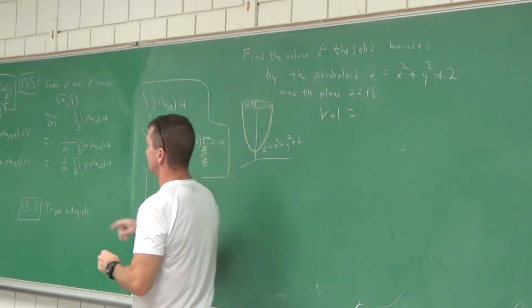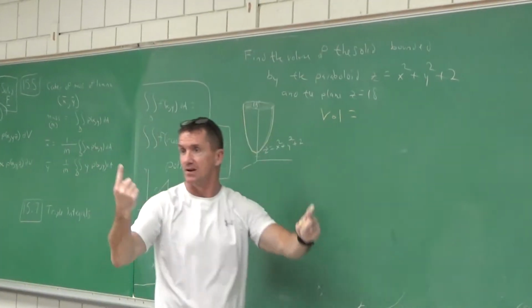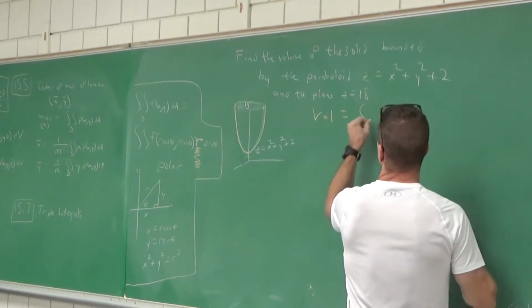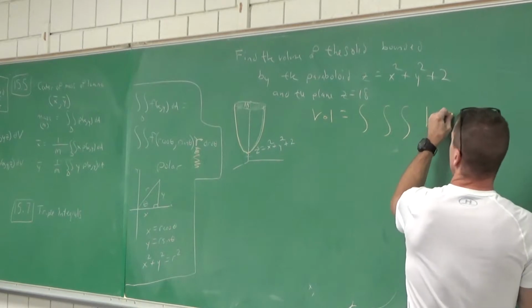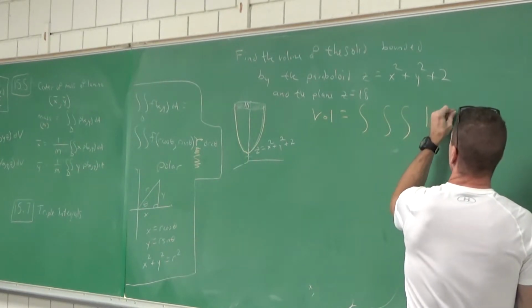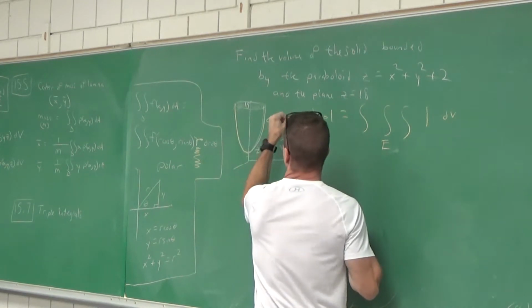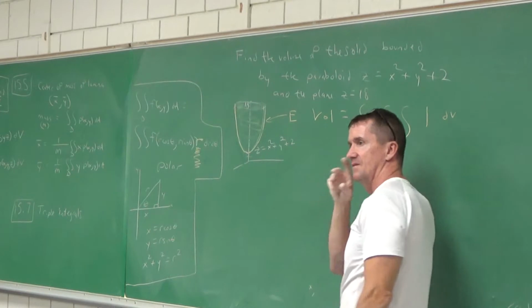Volume is mass, we do triple integral of the density, but for volume, we just do triple integral of the number 1. Okay. 1, you know, dV and then E, right? Look, dV, this is E. That's the solid E. We can define that also. That's E.